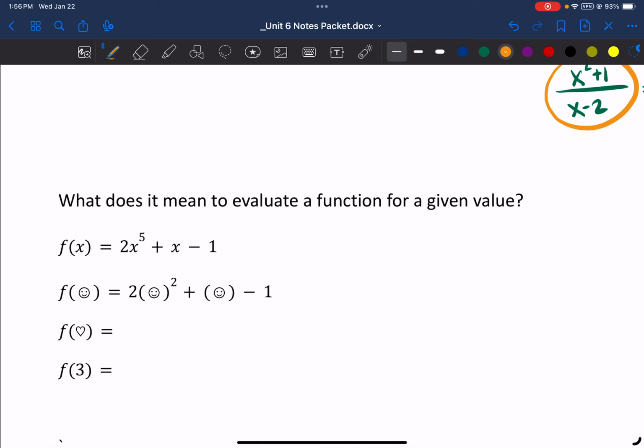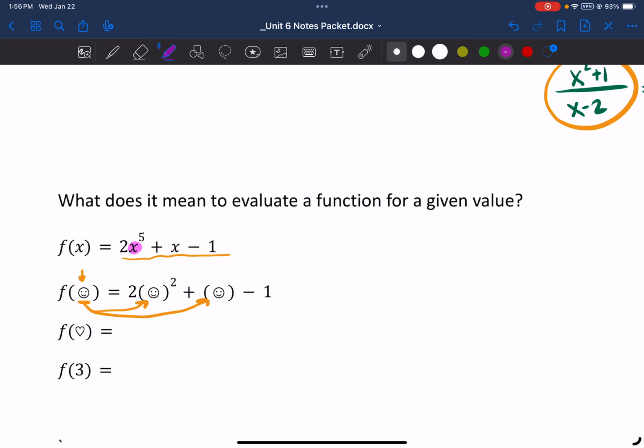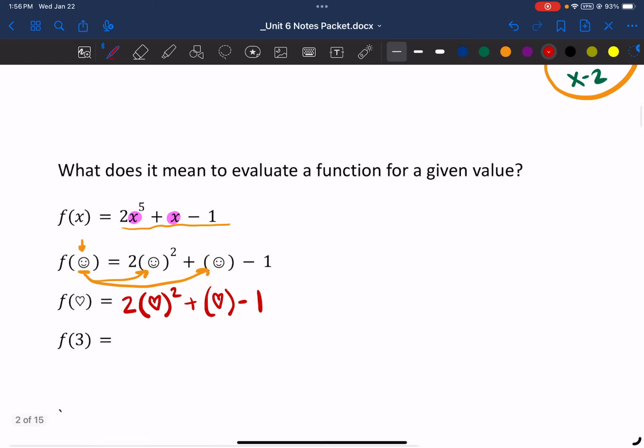Evaluating a function. If I gave you this function and then asked you f of smiley face, what this means is that whatever number or thing is in the parentheses, we replace it for x. So it gets written right here and right there for x. If we wanted to do this with the heart, we would have 2 times the heart squared plus the heart minus 1.